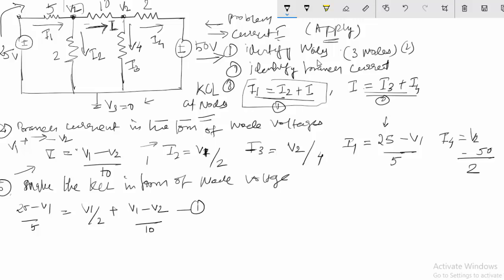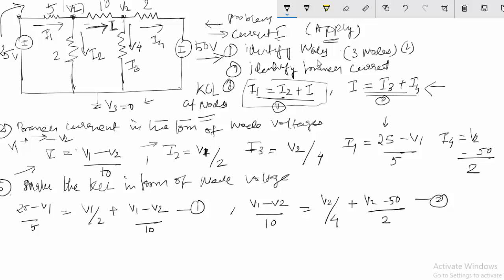and the second equation is for this case. So again my I becomes V1 minus V2 divided by 10, equal to I3 becomes V2 by 4, and this is plus I4 is V2 minus 50 by 2. So this becomes my second equation. So now I will have to solve these two equations.